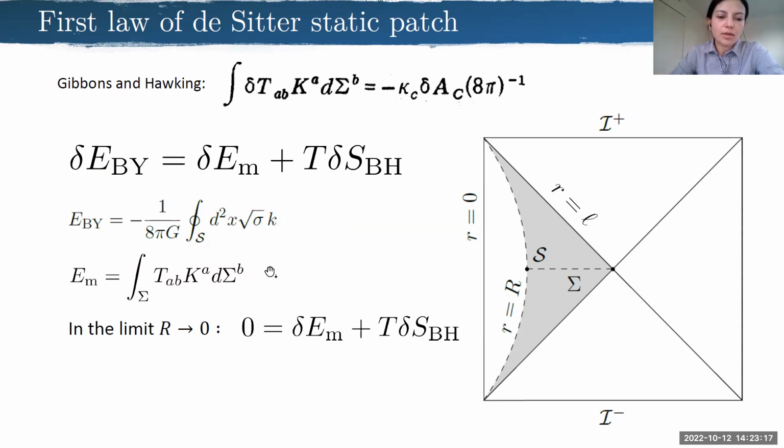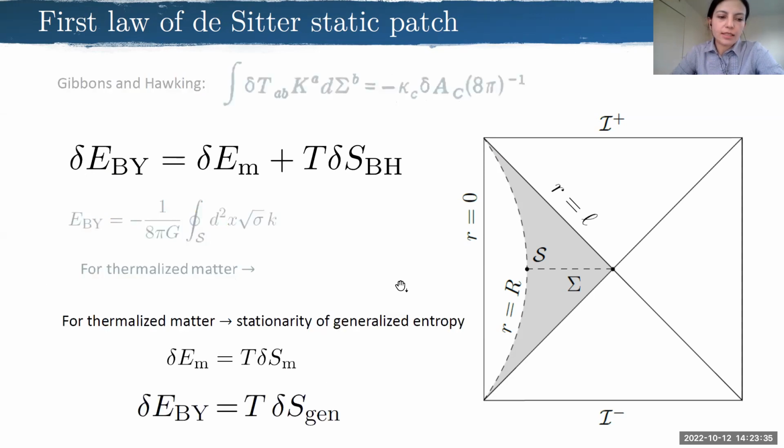We can, of course, take the limit as R goes to zero. And in that case, we have zero Brown-York energy and its variation is also zero, so that we recover the Gibbons and Hawking first law. And if we have some thermalized matter, we could trade off this variation of the matter energy with the variation of the entropy of the matter fields. And then this first law that we obtained can be thought of as a law that relates the variation of the internal energy to the variation of the generalized entropy of the system.